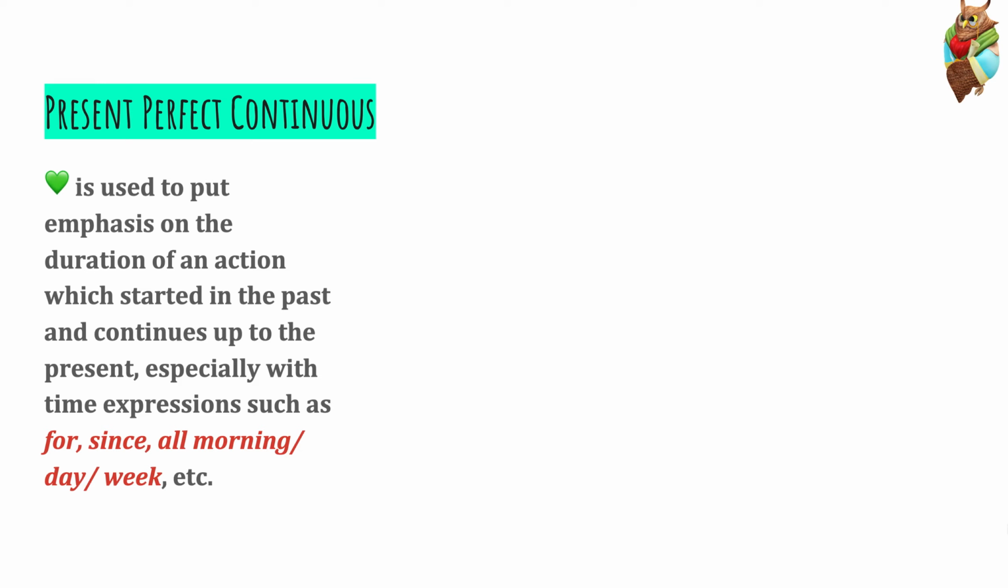Well, for you to know always: where you see the word continuous, it's always about duration. Continuous is always about duration, and perfect is always about connection between two tenses. For example, here we have connection between past and present, plus duration, plus continuous.